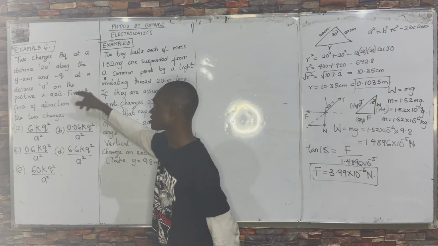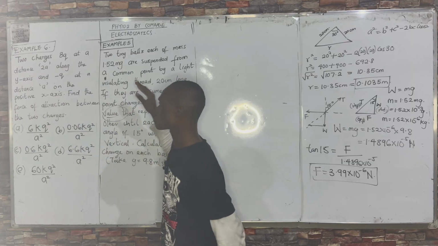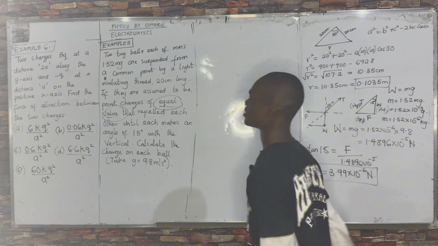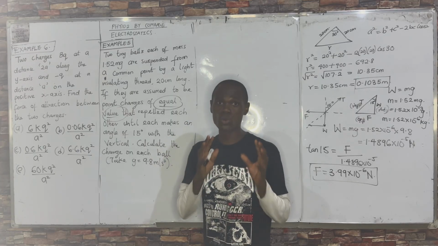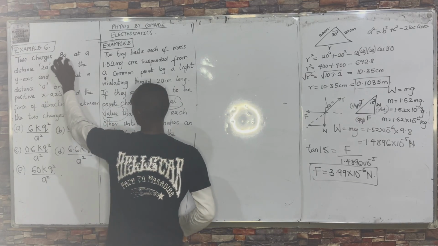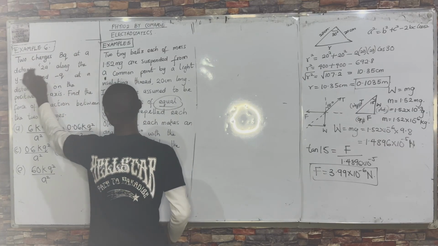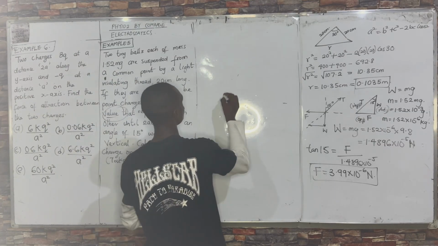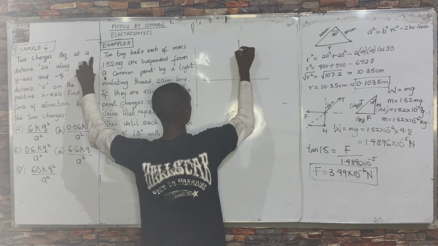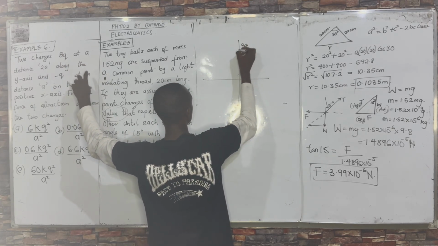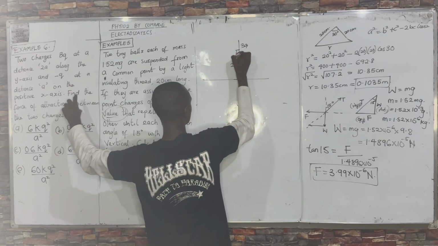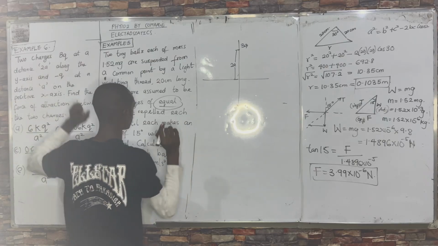A charge 3q at the distance 2a along y-axis and minus q at the distance a on the positive x-axis. Find the force of attraction between the 2 point charges. Alright, so I want to do this. Now, you should be able to interpret. Is that clear? So how do you interpret? Two charges, 3q at a distance 2a along y-axis. So you have a coordinate system. Something is at 2a. This is 3q. So the distance here is 2a, right? From here to here, that gap is 2a along y-axis.